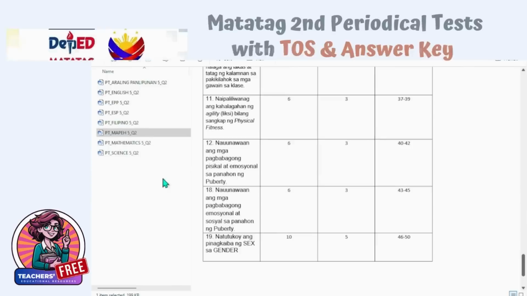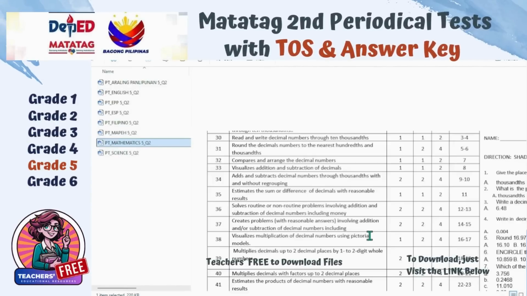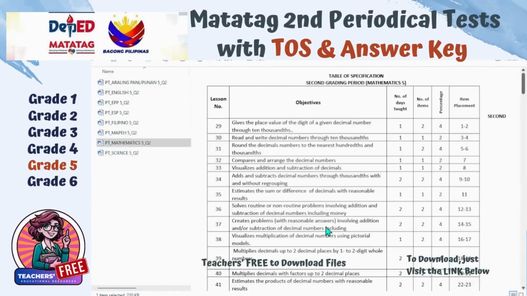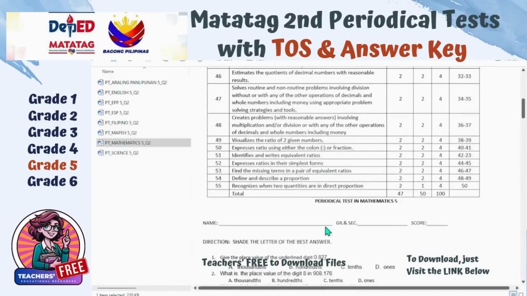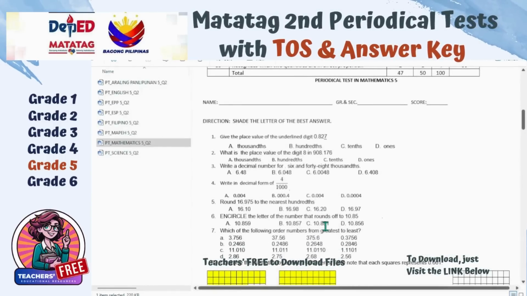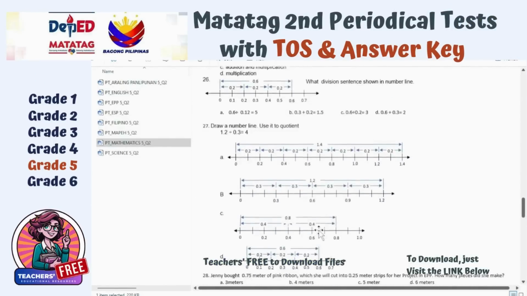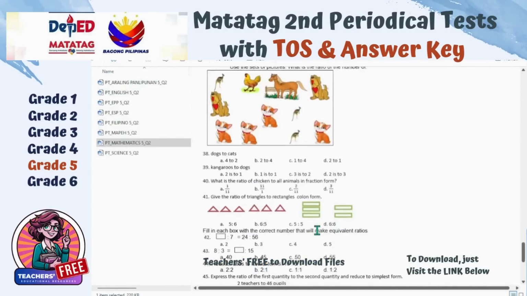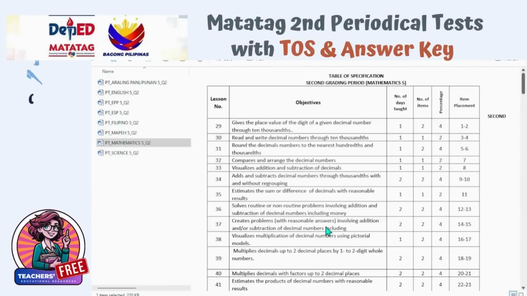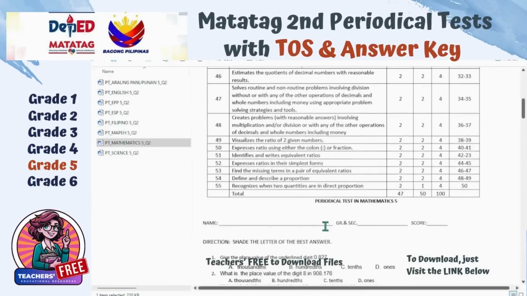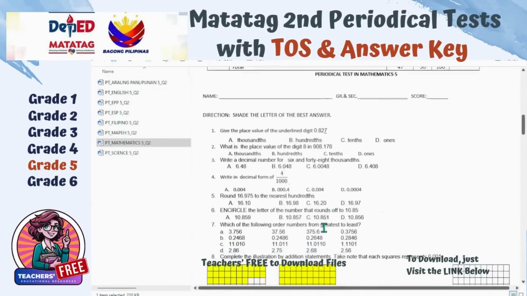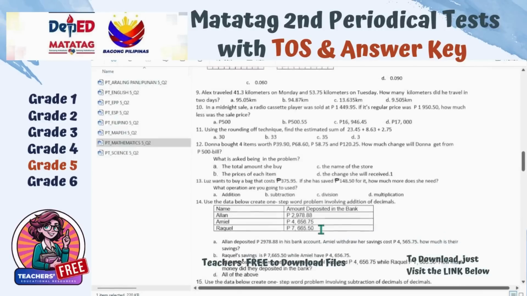We also have the Mathematics 5-second periodical test, which covers: you'll work with decimal numbers, including reading, writing, and rounding decimals up to 10 thousandths. You'll compare, arrange, and add or subtract decimals with or without regrouping. You'll also solve problems involving decimals, including money.